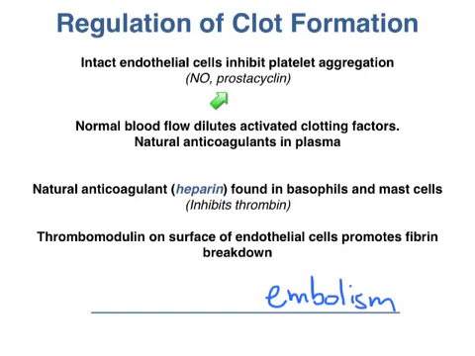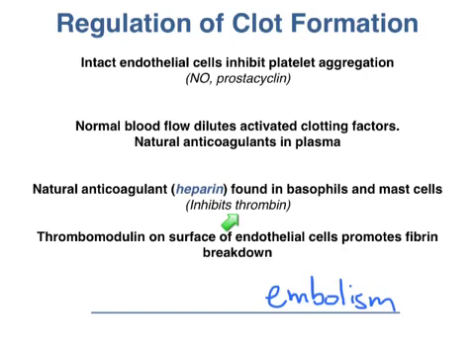Normal blood flow also dilutes activated clotting factors. So with normal blood flow through undamaged, clean blood vessels, the clotting factors don't accumulate to the point where they start activating spontaneously. Also, there are natural anticoagulants in plasma. And basophils and mast cells produce heparin, a natural anticoagulant. It inhibits thrombin.